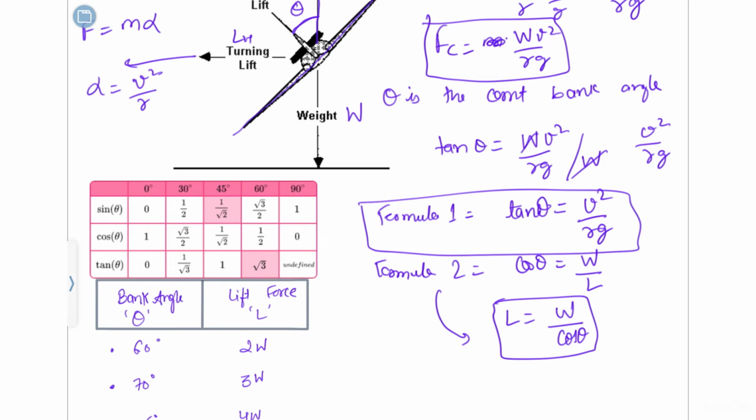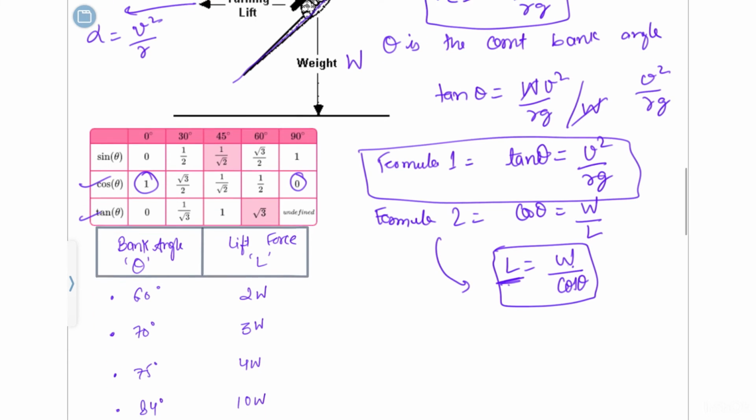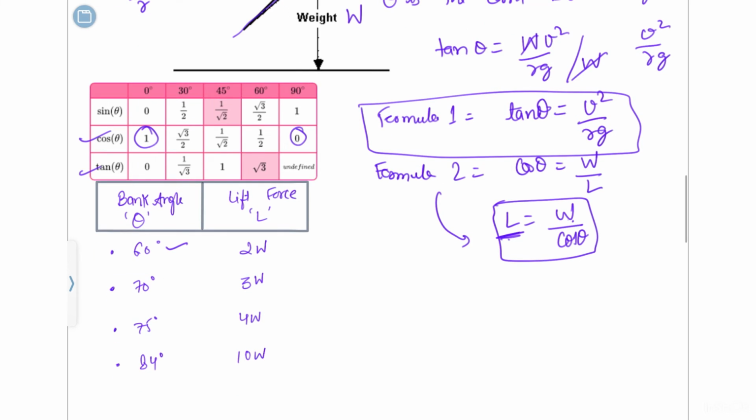So first the second formula, that is L, the lift which is required to be generated, is equal to W by cos theta during a turn. So we know about cos theta and tan theta. I have put a table here, and we know that cos theta is highest at 0 degree and at 90 degree it is 0. So at 0 degree, when there is no bank angle, when theta is 0, no banking, straight and level flight, the lift is equal to weight. However, if we increase the bank angle to 60 degree, because cos 60 is half, the lift which is required to be generated will become two times the weight.